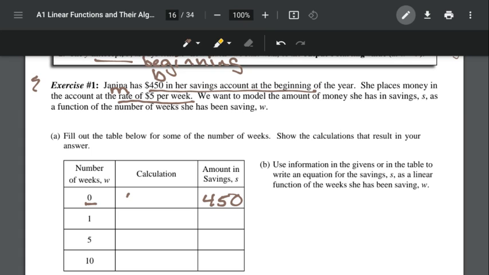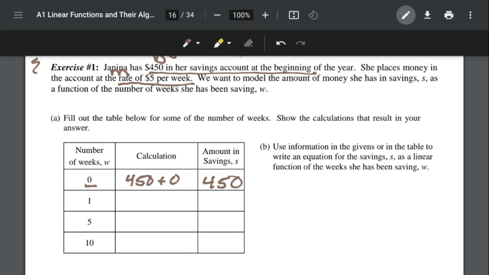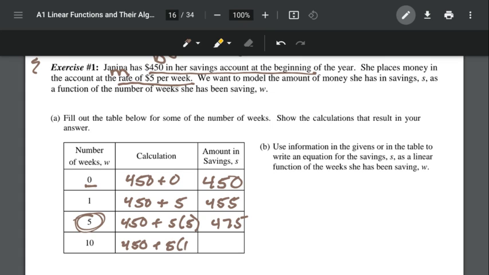And I guess if I had to do a calculation, I would say it's 450 plus 0, because she hasn't put anything else in. After 1 week, it's 450, and it's $5 a week, so we'd say plus 5. So that's 455. Now this one's tricky. We have 450, but we have 5 weeks. If it's $5 for every week, it would be $5 times 5 weeks, and you get 475. So for the last one, we have 450. Remember, it's $5, but this time we have 10 weeks. So when you put that in your calculator, you get 500.